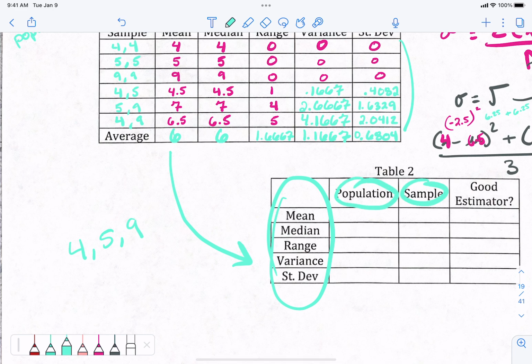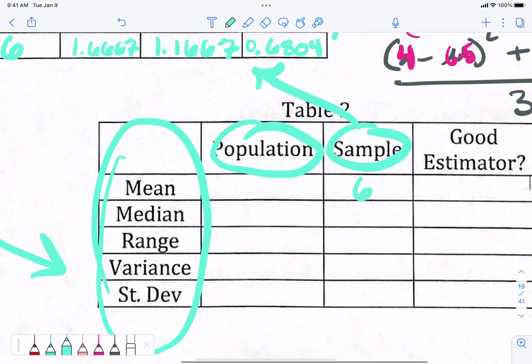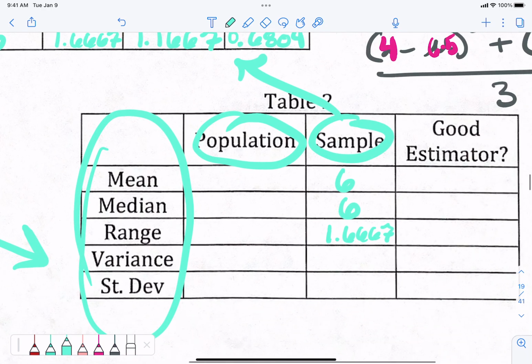When it says sample, we're just going to copy these numbers down there, right? So the average for the sample was 6. The median for the sample was 6. The range for the sample was 1.6667. You see where I'm getting these numbers from? The variance was also 1.6667. I'm just copying those down.